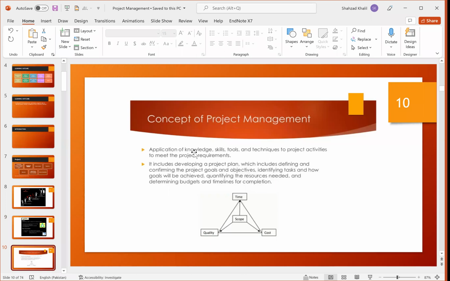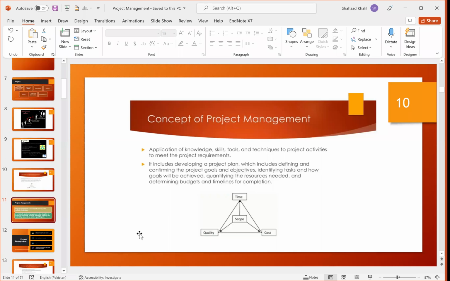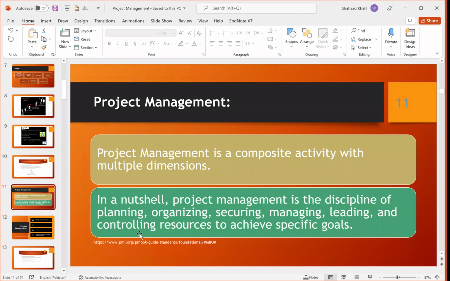Concepts of project management include the application of knowledge, skills, tools, and techniques. Kindly remember all these things: knowledge, skills, tools, and techniques applied to project activities to meet the project requirements. It includes developing a project plan, which includes defining and confirming the project goals and objectives, identifying tasks and how goals will be achieved, quantifying the resources needed, and determining the budget and timelines for completion. So project management is a composite activity with multiple dimensions. In a nutshell, project management is a discipline of planning, organizing, securing, managing, leading, and controlling resources to achieve specific goals.